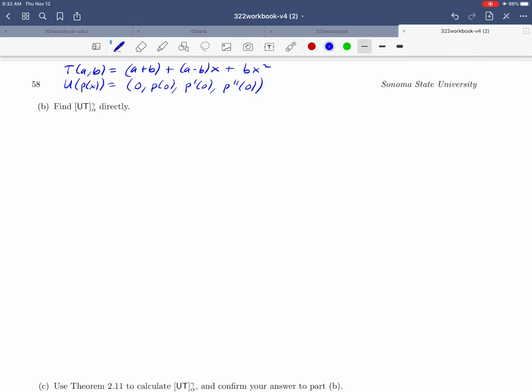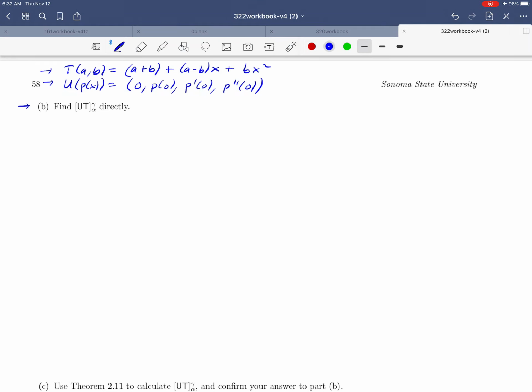Hi everybody, and welcome back to the continuation of example 1. We started this back on page 57 and now we're continuing with parts B and C on page 58. Just so we don't have to keep flipping pages back and forth, I went ahead and recopied the definitions of the two transformations T and U. Part B would now like us to calculate the matrix of the transformation UT, the composition.